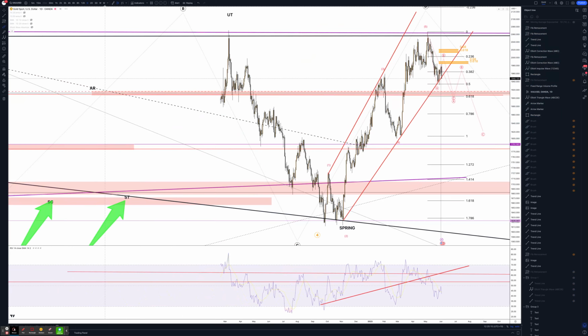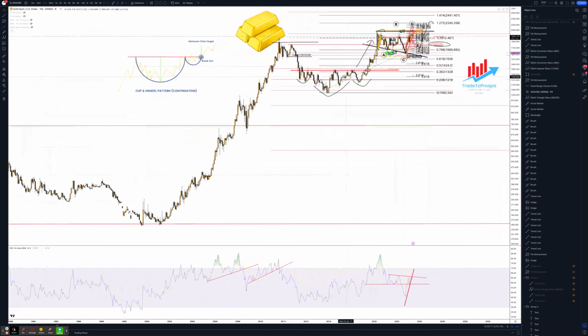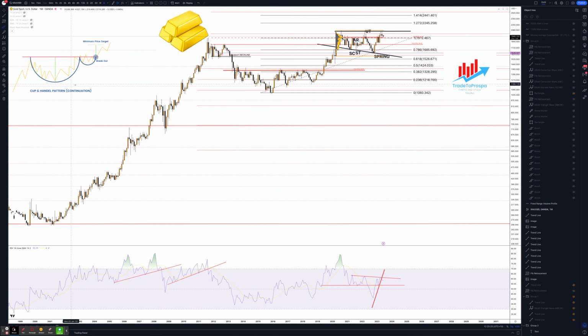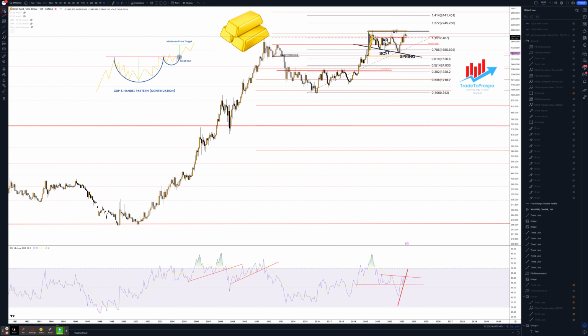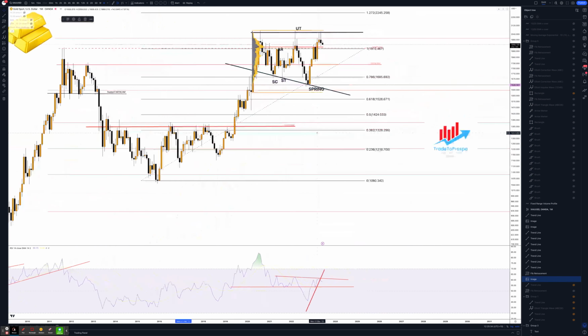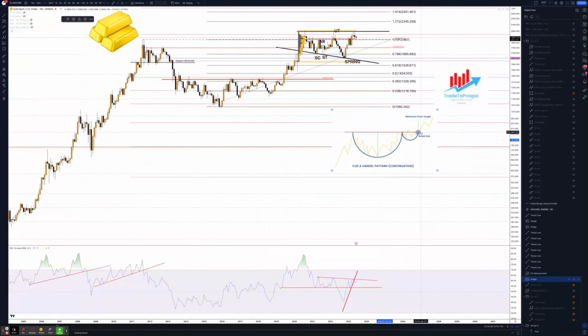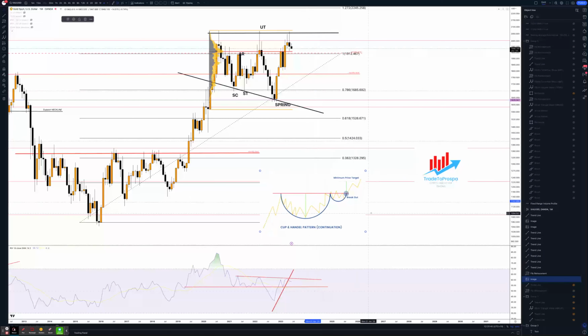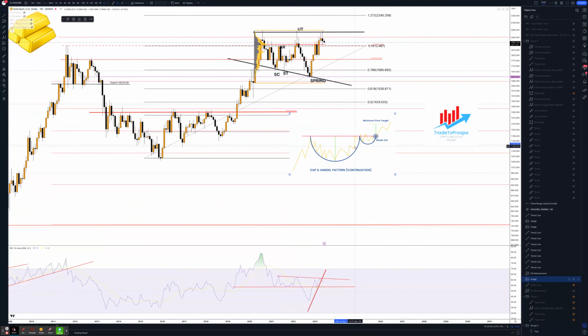Now, going back to the monthly, I want to show you the last part. Let's just clean this all up. You see this formation. So we have our cup already in place. Let's have a closer look. So you can see how that's taken place. So the cup has taken place.